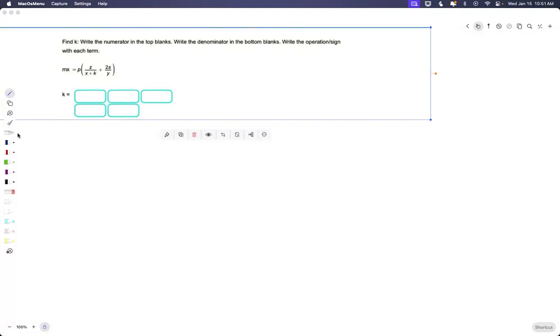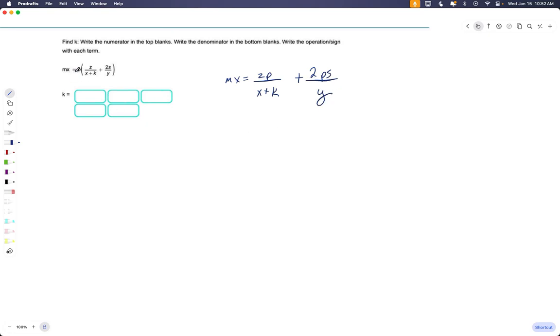All right, so let's start with the first problem here. We've got to solve for k, and there's k right there. So let's get it out of there by distribution. So mx is equal to zp over x plus k plus 2ps over y. And I just multiplied p times the numerator of both of those because this is literally p over 1, right?